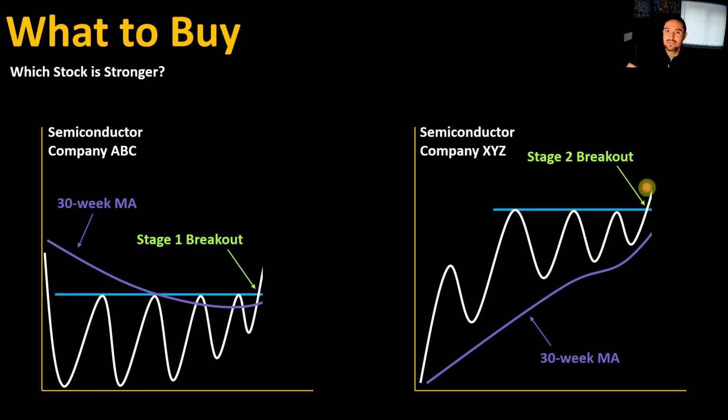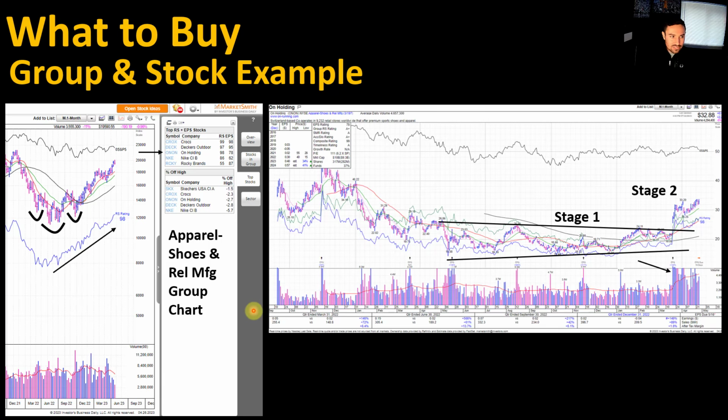The market does not miss the best opportunities. So the market at this moment in time is telling you that company XYZ is much stronger. Why? Because it's much further in its stage 2 breakout. So company XYZ is the leader, whereas company ABC is the laggard. Interesting point. So let's just give you an example here before we go into relative strength.